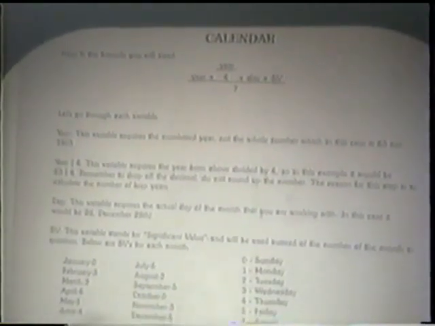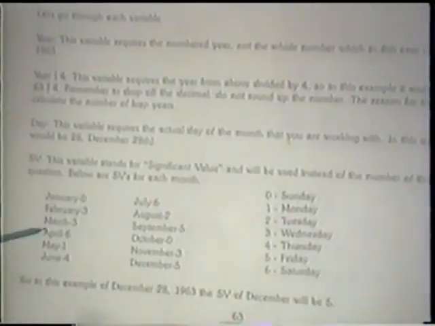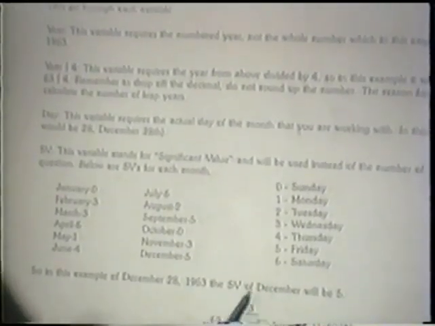That's a variable. SV is another variable. SV, this variable stands for significant value and will be used instead of the number of the month in question. Below are significant values for each month. Significant value for January is 0. Significant value for February is 3. Significant value for March is 3. Significant value for April is 6. These are the significant values. So in this example of December the 28th, 1963, the significant value of December will be 5. December is 5. That's a significant value.